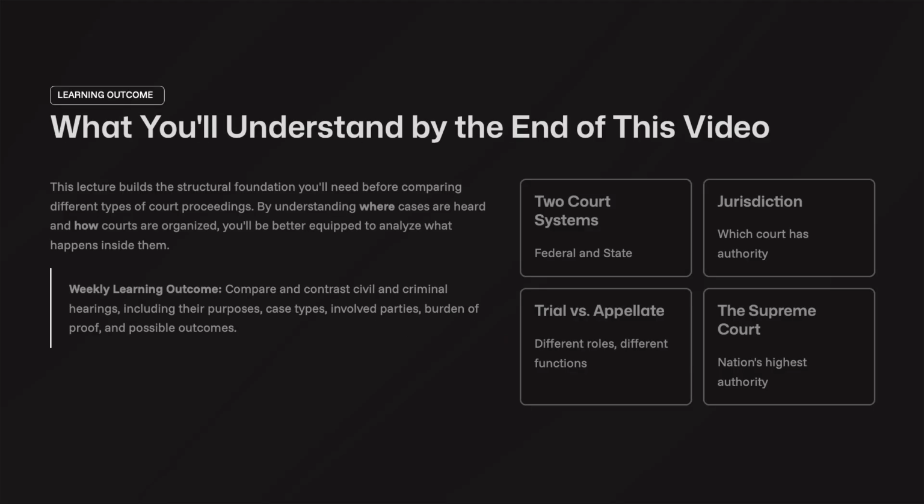Today's lecture lays the foundation for one of this week's learning outcomes: compare and contrast civil and criminal hearings, including their purposes, case types, involved parties, burden of proof, and possible outcomes. Before we can compare different types of court proceedings, we first need to understand the structure of the court itself. As we move through today's lesson, pay attention to where different cases are heard and why certain courts have authority over some matters but others do not. By understanding the organization of the judiciary, you'll be better prepared to understand how criminal and civil cases move through the legal system.